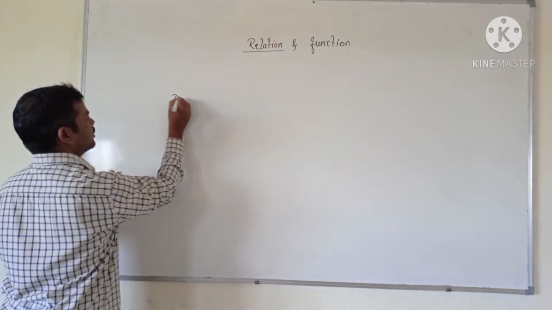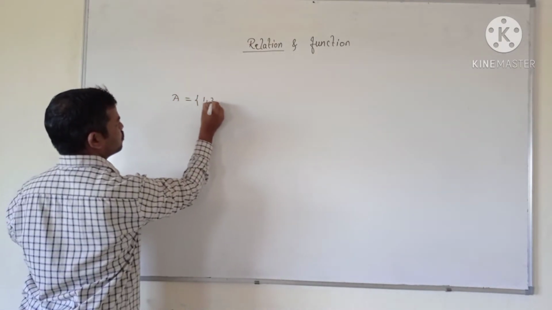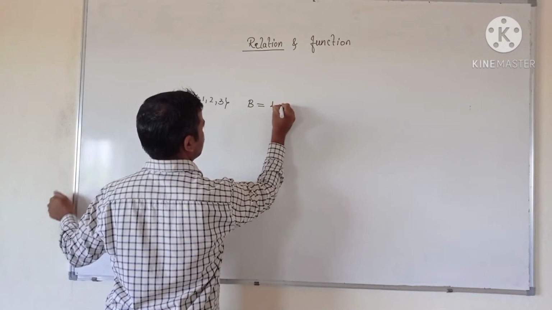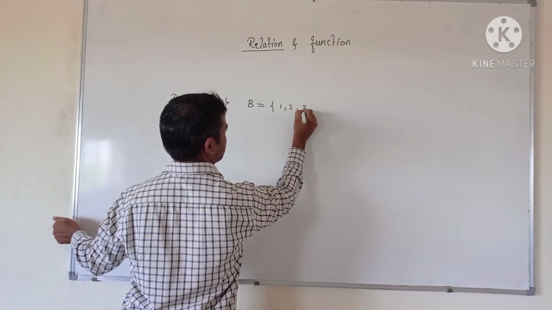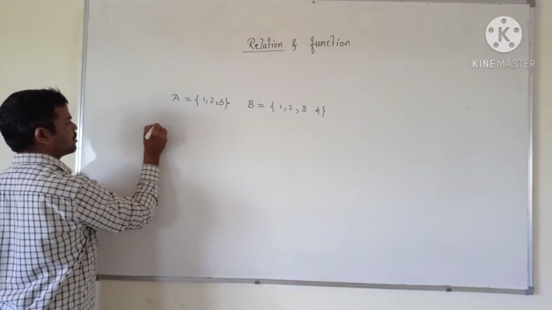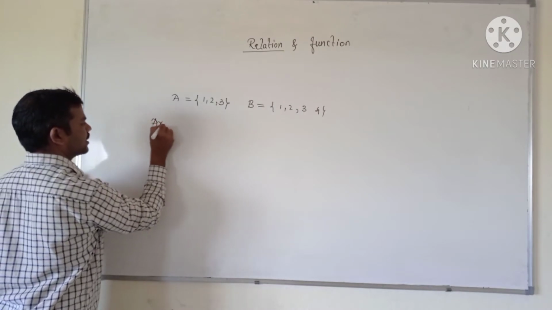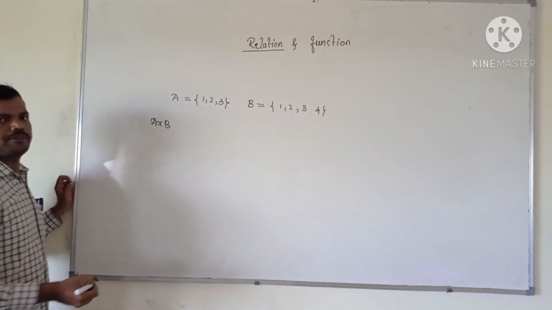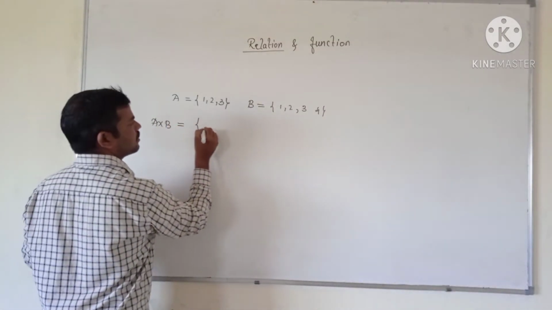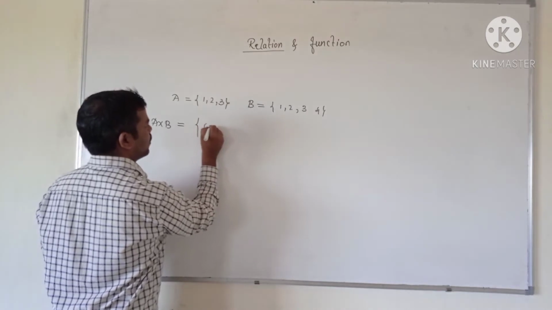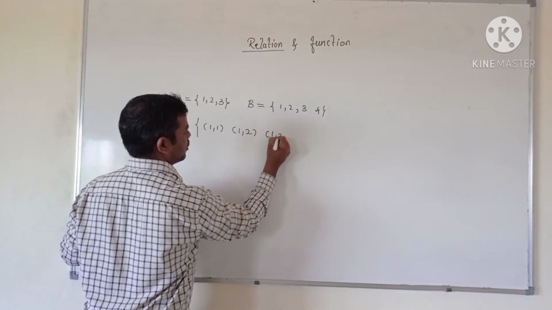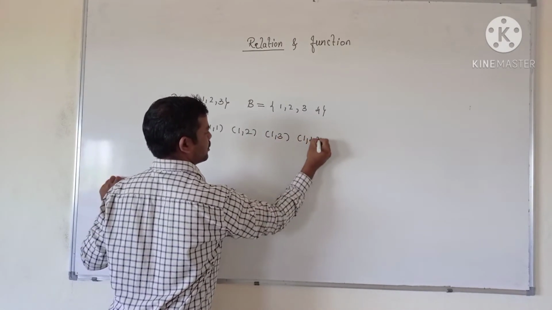So let me take one set, A is 1, 2, 3, and B is another set, 1, 2, 3, 4. We have taken these, and we will write the relation. First we will write its Cartesian product. Why? Because it will become very easy for us to define the relation. So we will start pairing: 1 comma 1, 1 comma 2, 1 comma 3, 1 comma 4. So it is over.